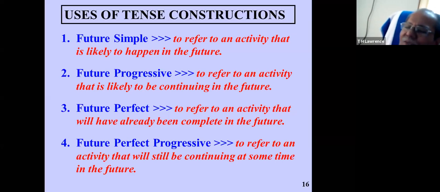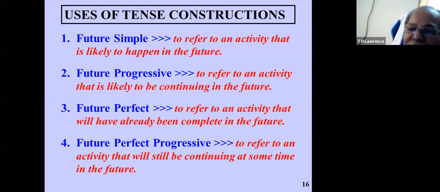See, the present progressive, that which is happening or continuing at present. Past progressive, that was continuing in the past. Now, future, that will be continuing in the future. So, let's say after 15 minutes, there will be an interaction between the participants and me. So, what will be happening then at 11:15? We will be interacting. So, here we use future progressive because we are referring to an activity that is likely to be continuing in the future at that time.